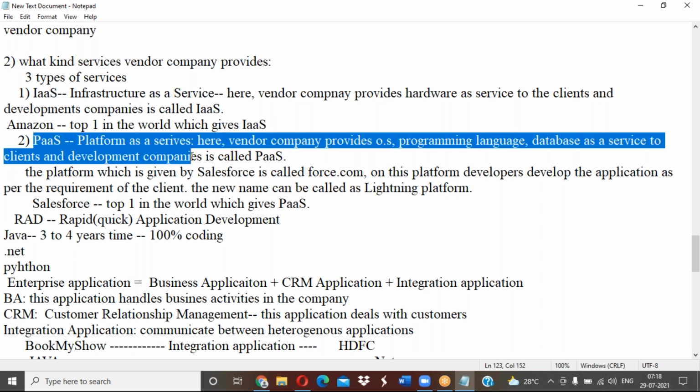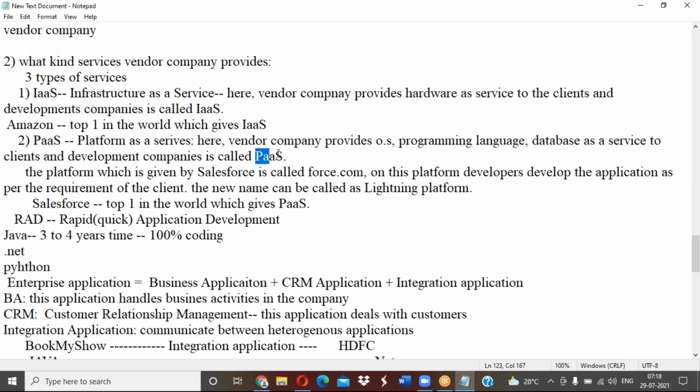Second one, platform as a service. Here, the vendor company provides operating system, programming language, and database as a service to the clients and development companies. Then that is called what? PaaS. PaaS means platform as a service. Salesforce gave a very beautiful platform for the developers.